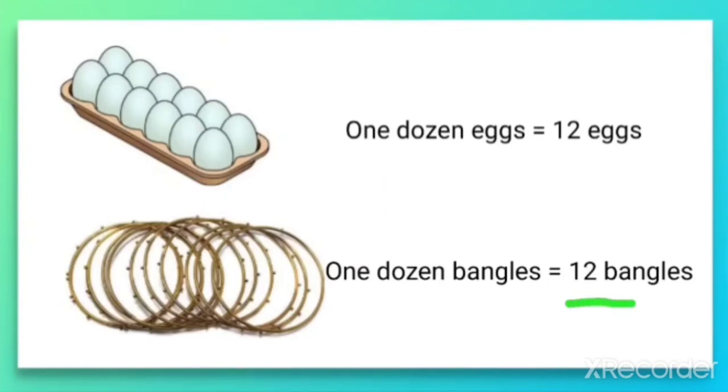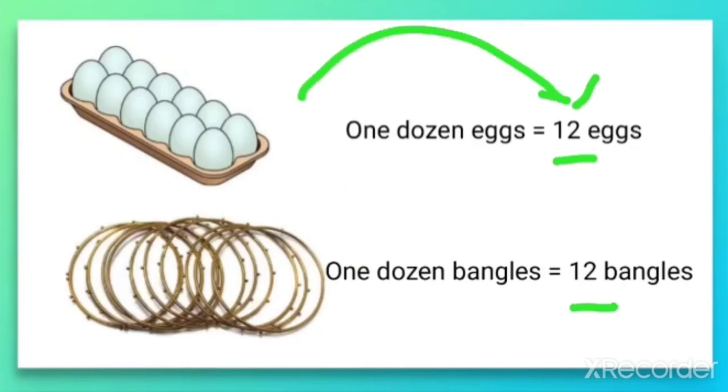So what is common in these? The number is common here. 1 dozen eggs means 12 eggs. 1 dozen bangles means 12 bangles. So the number common in this is 12. So instead of saying 12 eggs, I can use the words 1 dozen eggs. Instead of saying 12 bangles, I can use the words 1 dozen bangles.